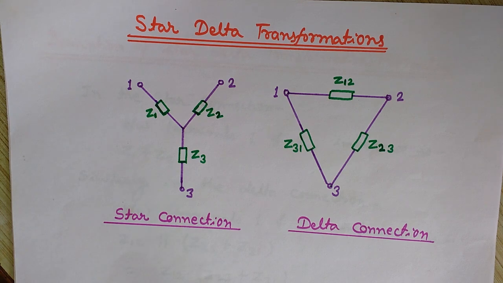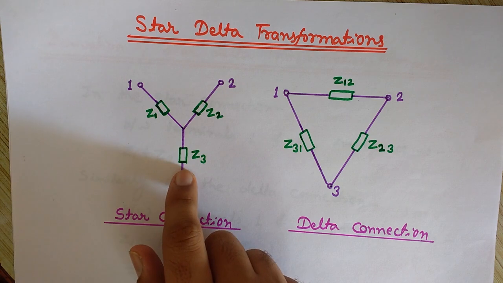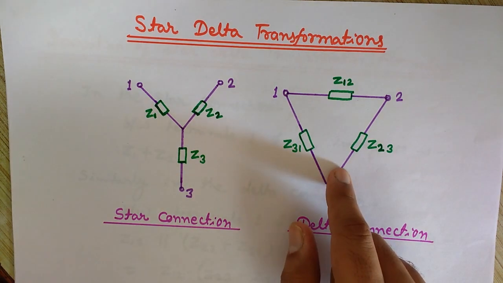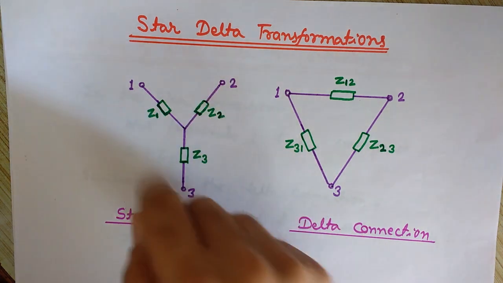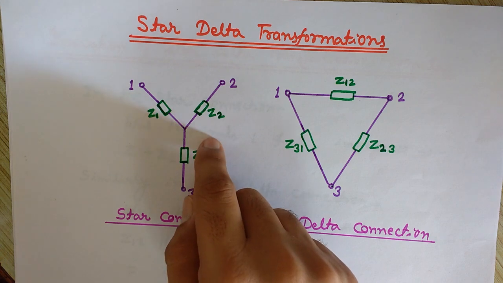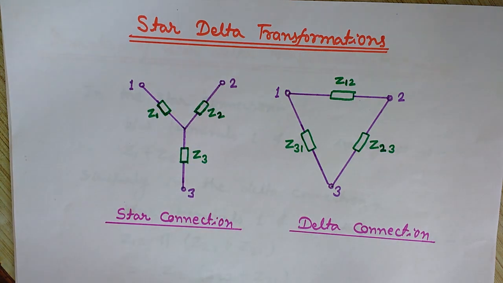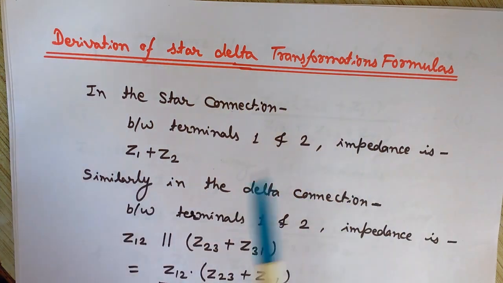How we can convert this star connected network into a delta connected network and vice versa, and delta into star. Because of its shape, a star connected network is also known as a Y network. So let's see the derivation of star delta transformation formulas.